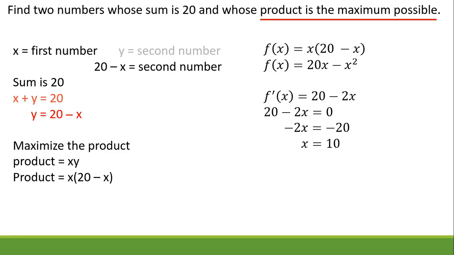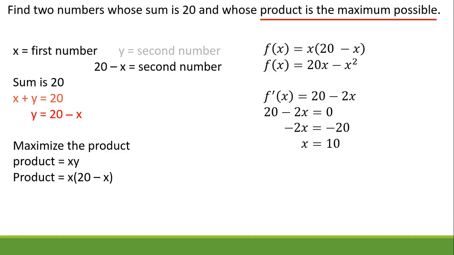The function, remember, was 20x minus x squared, and we know that that's a quadratic function, which means it's a parabola, and in this case it opens down because x squared has a negative coefficient. So since this function represents a parabola that opens down, this critical value has to represent a maximum.